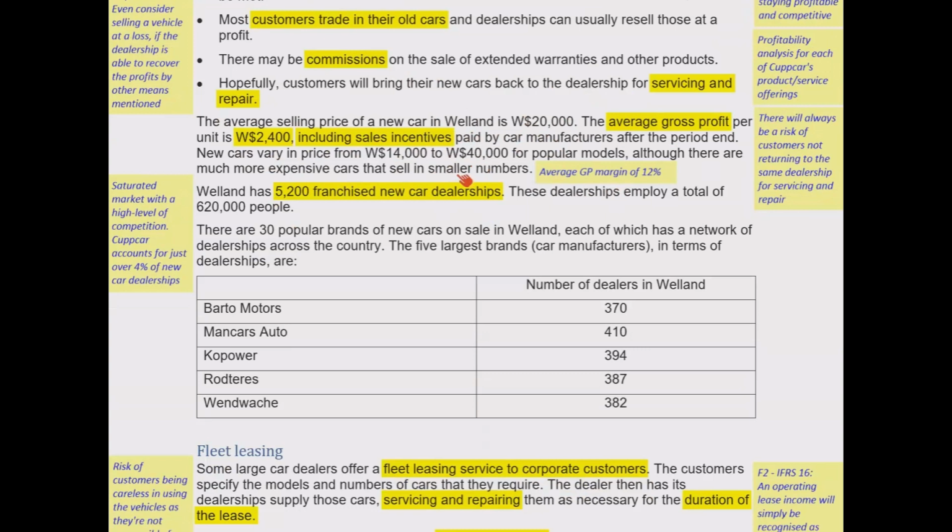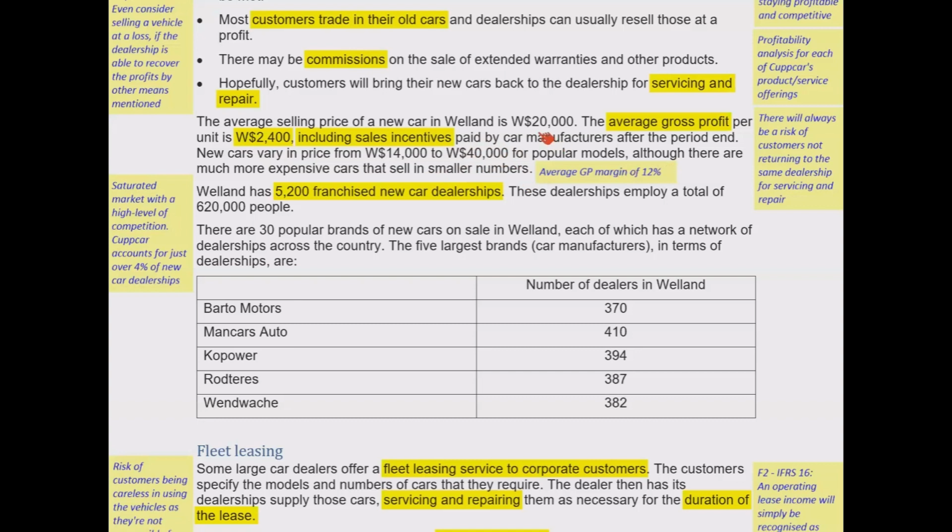And for us, we could think about perhaps a possibility in the exam of Cuppcar thinking of setting up some dealerships for really exclusive cars. So really, much more expensive even than the $40,000 upper level suggested here. Going into a really niche market, perhaps, of type of car make.